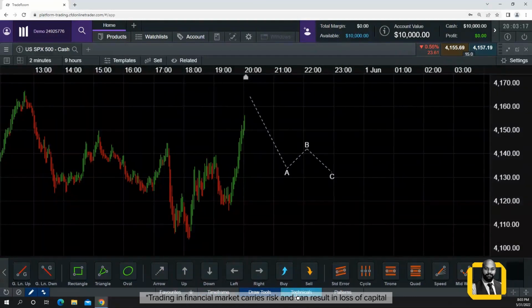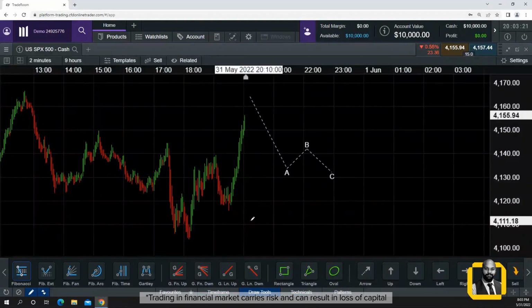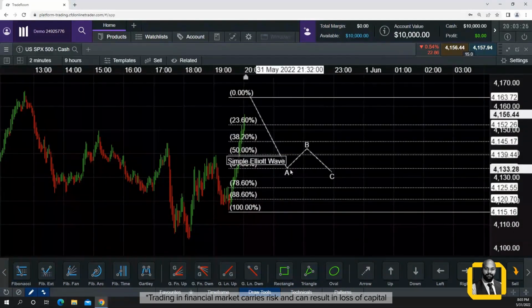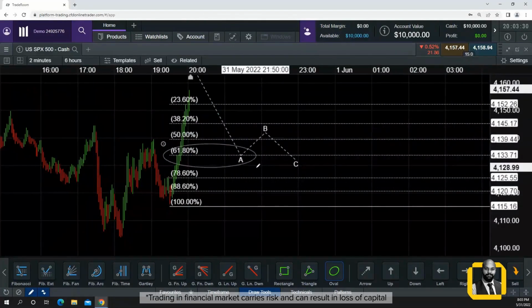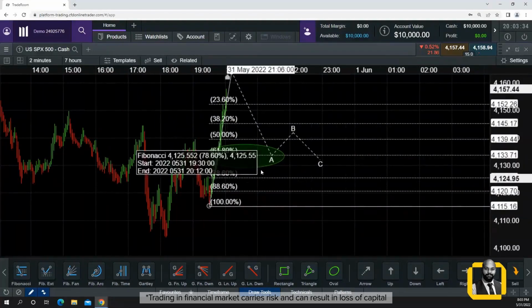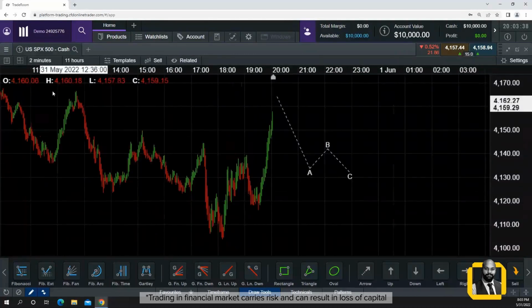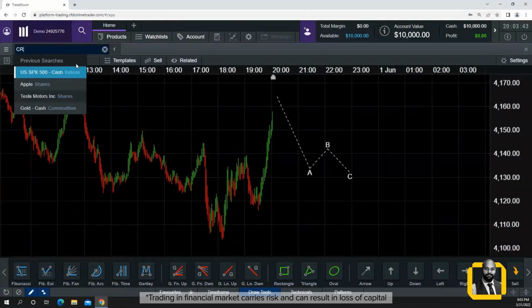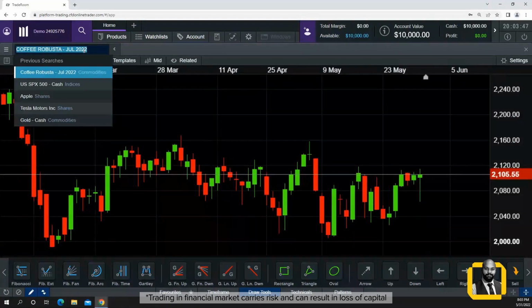So in this case, I measure the lowest point to the highest point so that when it drops back to 61.8, this is my 61.8, I will take a buy. For those who are looking to short the market, it is vice versa. I will show you how shorting the market would look like. Crude has been rallying quite a bit. So I'm just going to open crude.